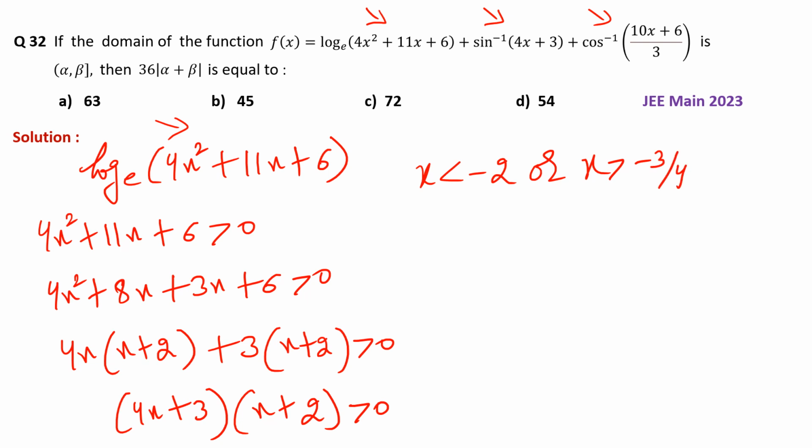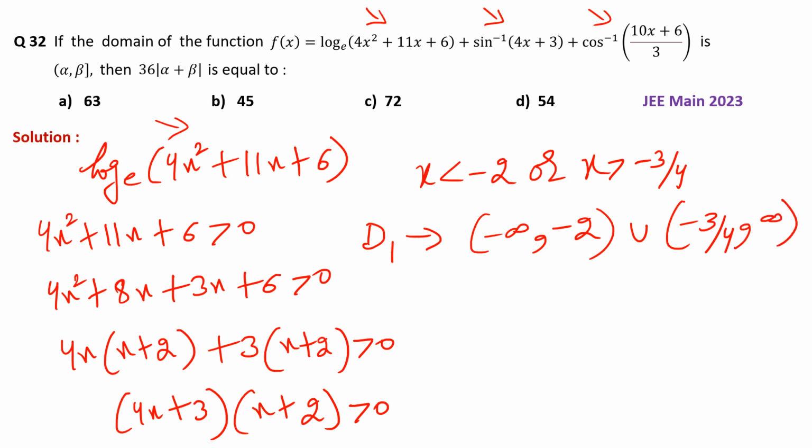Right? So I am calling this domain as D1. So this is open interval minus infinity to minus 2 union minus 3 by 4 open interval minus 3 by 4 to infinity. Fine. Now students, we will find the domain for the middle function, that is sine inverse of 4x plus 3.